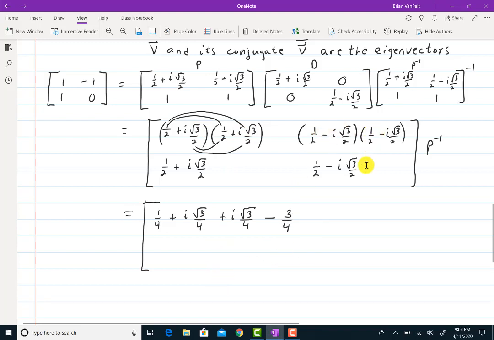Now let me do the same thing with this. Probably the only thing that's going to be different is the middle terms are going to be negative, and you're still going to get this last term. So everything's going to be the same. 1/4 minus i radical 3 over 4, minus i radical 3 over 4. But the same thing's going to happen over here. I'll still get a negative 3/4 because negative i times negative i is positive i squared, which is -1.